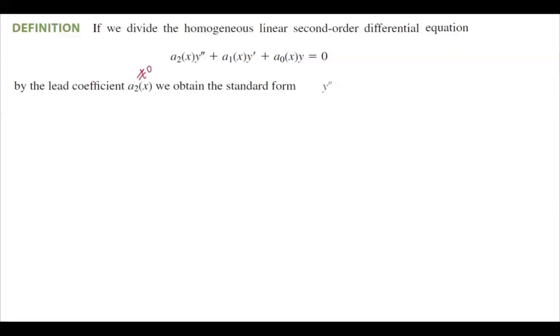The standard form can be written as the second derivative of y plus p(x) y prime plus q(x) y equal to 0. Please note that p(x) is equal to a sub 1 of x divided by a sub 2 of x, and q(x) in the same manner is a sub 0 of x divided by a sub 2 of x.